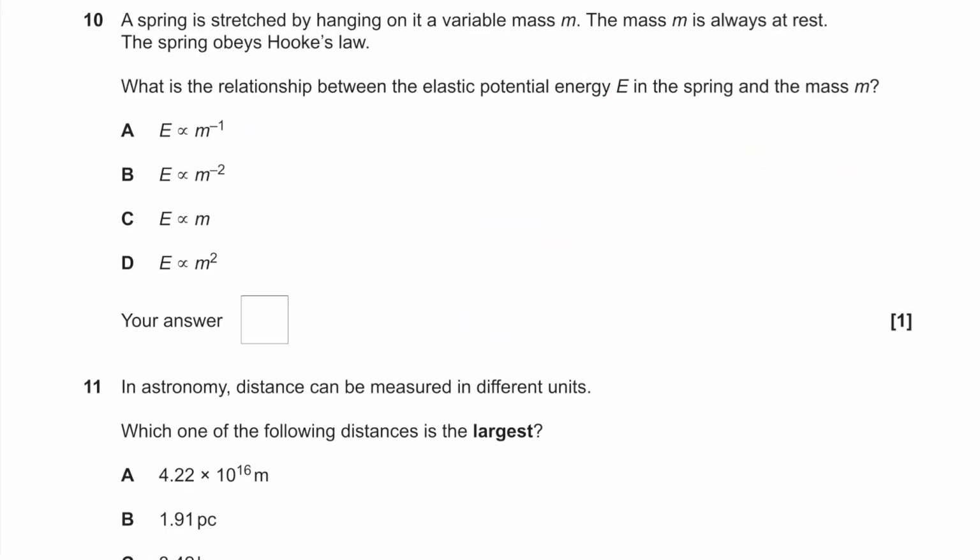10, spring is stretched, blah, blah. What's the relationship between the elastic potential energy and the mass M? So we know energy stored in a spring is half Fx. We can also replace F with Kx, so we end up with half Kx squared. And so we can say, yes, when the mass goes up, that means that the force goes up as well. But not only that, X goes up as well. So we can either think about it in terms of both of these going up, or we can look at this version instead.